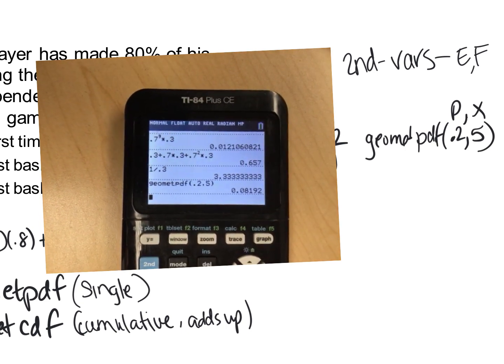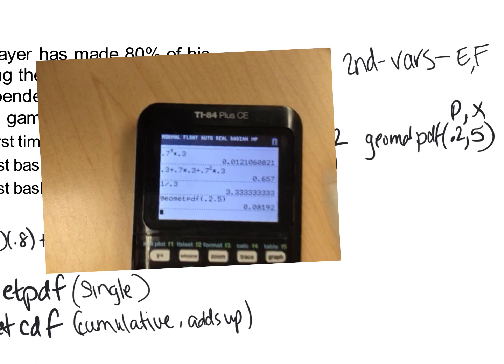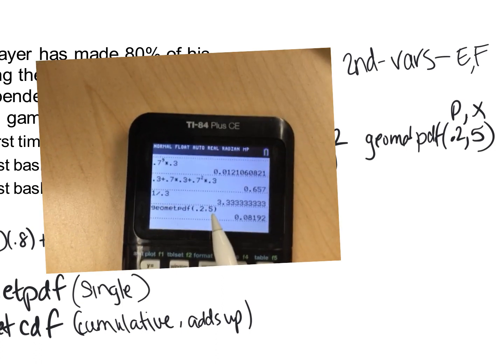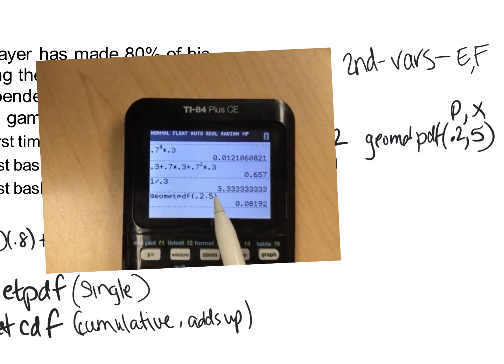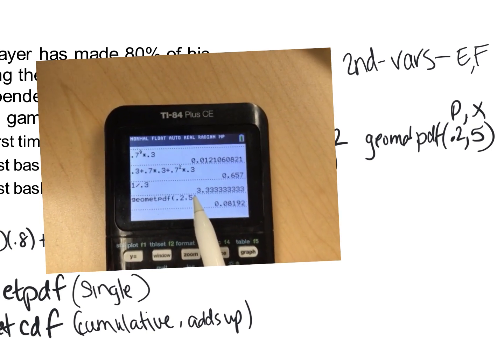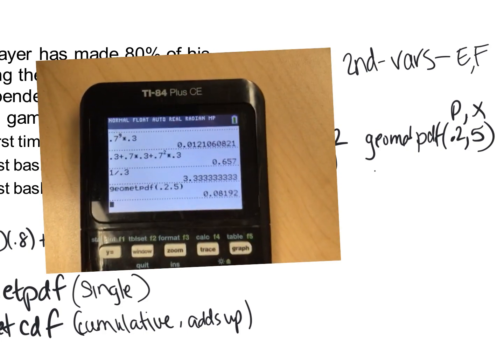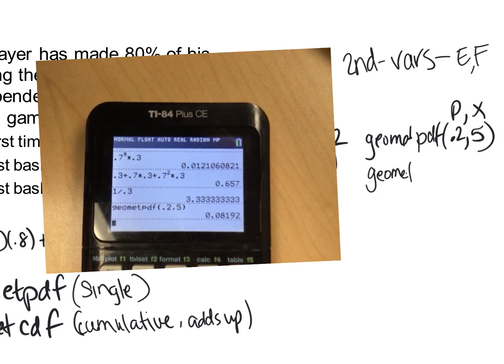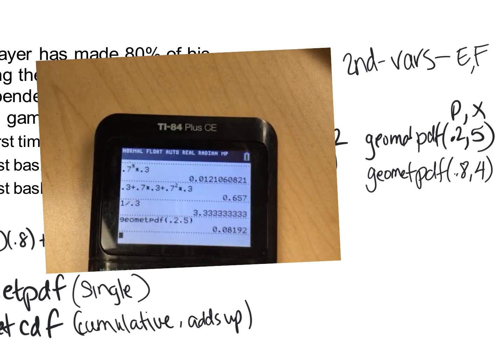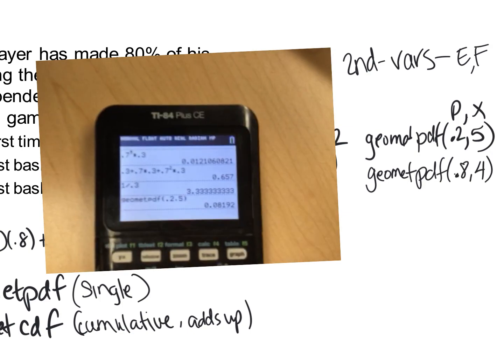Okay. Can you use this command to see if you can get the same answer as you did in the second one? His first make is on his 4th attempt. What will your P be in that case? Your P will be 0.8. So it should be Geometric PDF 0.8, 4. And you should get the same answer.